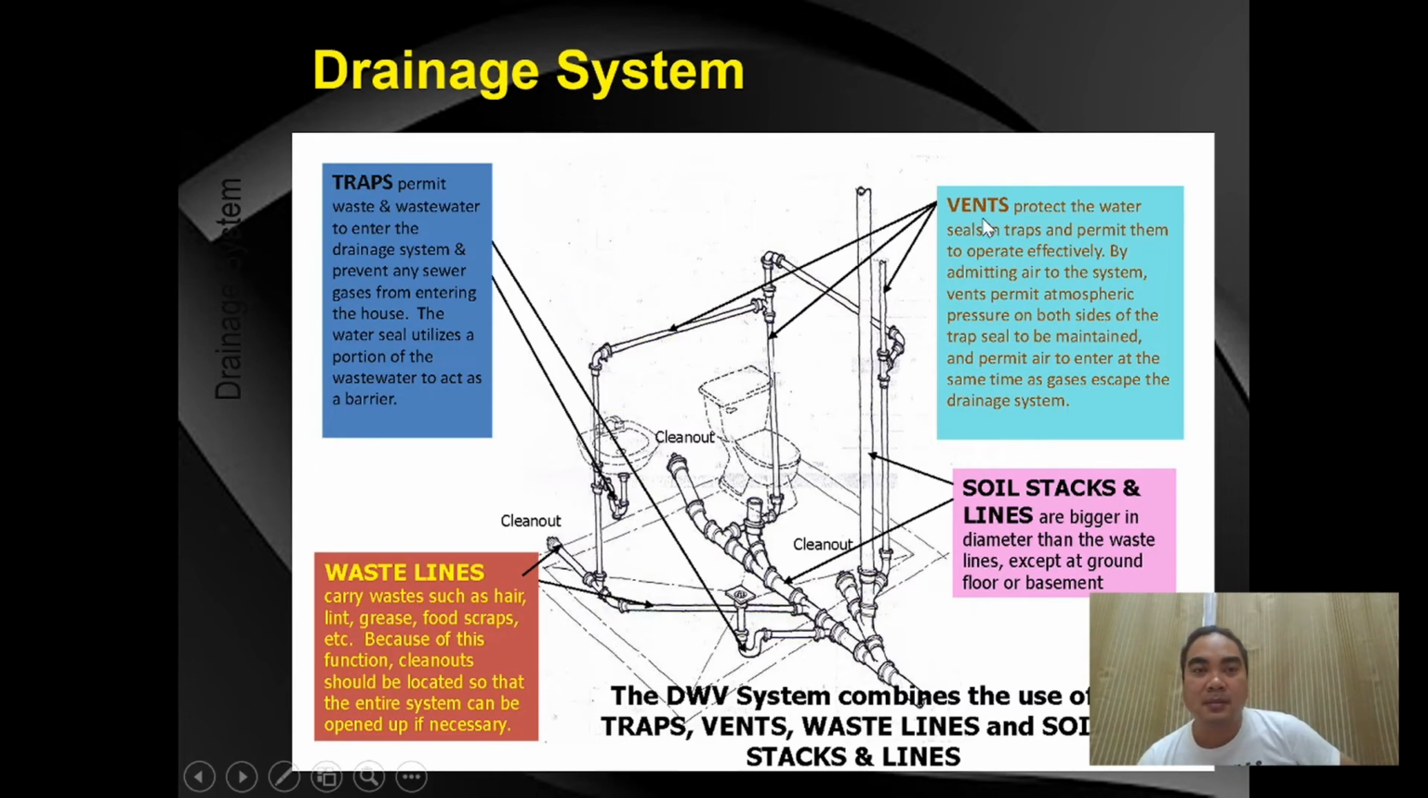Okay, vents. Vents protect the water seal in trap and permit them to operate effectively by admitting air to the system. Vents permit atmospheric pressure on both sides of the trap seal to be maintained and permit air to enter at the same time as gases escape the drainage system. Soil stack and lines are bigger in diameter than the waste line, except at the ground floor or basement.